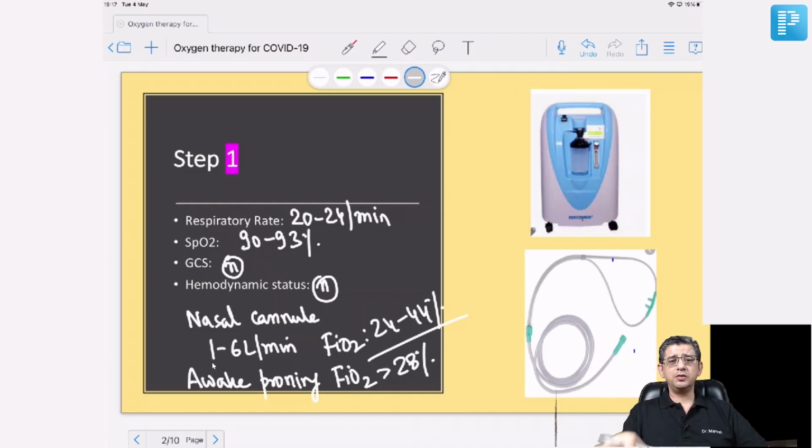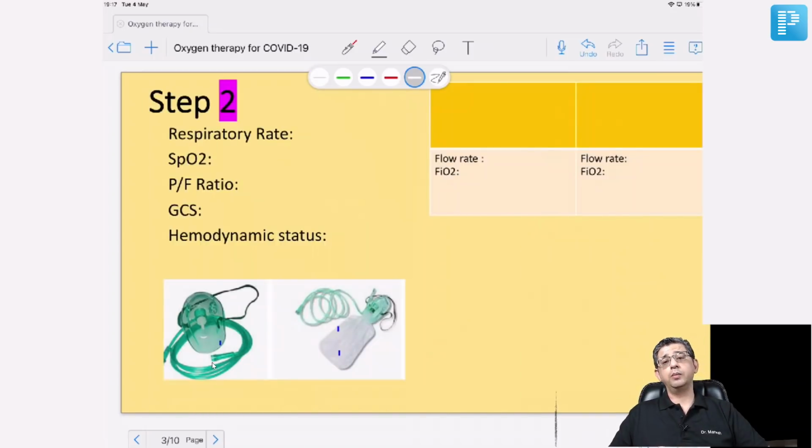So this is what is commonly being used, and in fact nowadays even at home, an oxygen concentrator with the help of a nasal cannula, we are able to deliver and maintain oxygen saturation. But lots of times patients would be requiring hospitalization, so we talk about step 2.